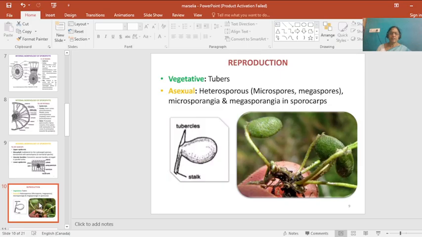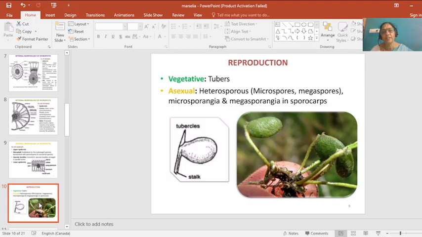Regarding the reproduction, it is of three types. One is vegetative, which takes place by the tubers, which are arranged at the node regions of the rhizomes, where some of the nodes will swell up and form stored food, and they act as the tubers. Then comes the asexual reproduction.